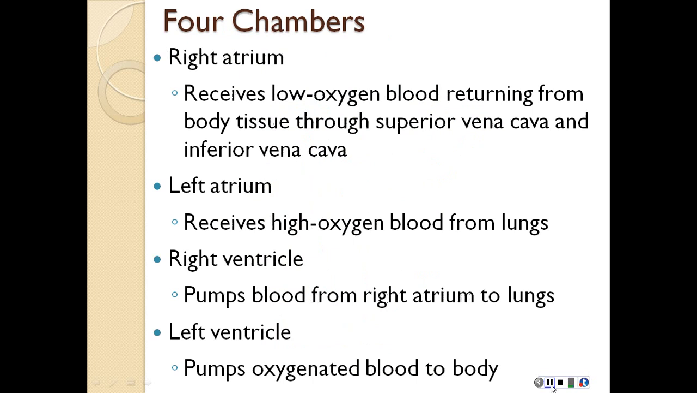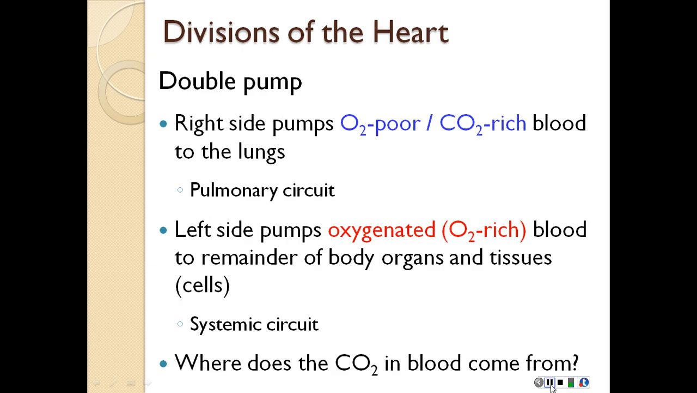Heart wall, the chambers. So the 4 chambers of the heart are the right and left atria and the right and left ventricles. And you should have an idea of how blood moves through those. The heart is referred to as a double pump. You have the right side, which pumps CO2-rich blood to the lungs, and the left side pumps oxygenated blood to the rest of the body. And there's that question again. Where does the CO2 in blood come from?